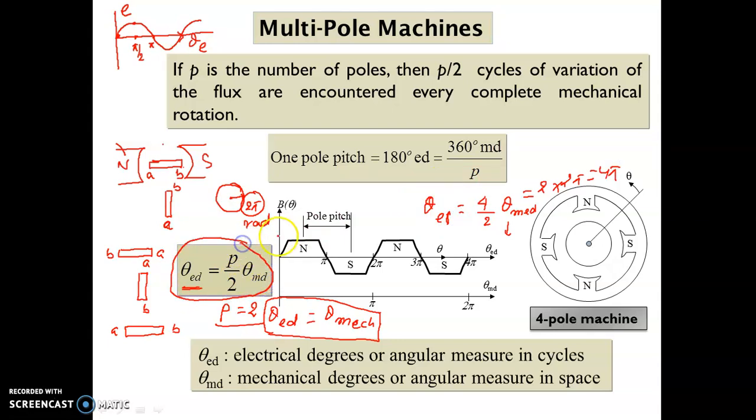Another definition is called pole pitch. One complete pole pitch means from north to south, it will create 180 electrical degree. That is called one pole pitch. One pole pitch means between north and south how much electrical angle is created? 180 degree electrical angle is created. So this is called one pole pitch. How is it coming? 360 by P into mechanical.